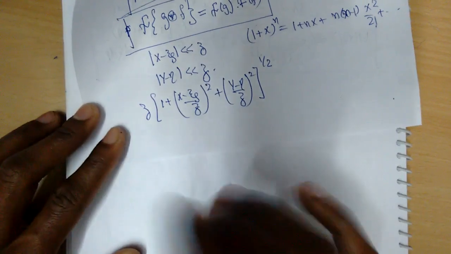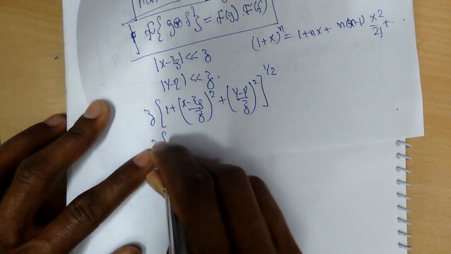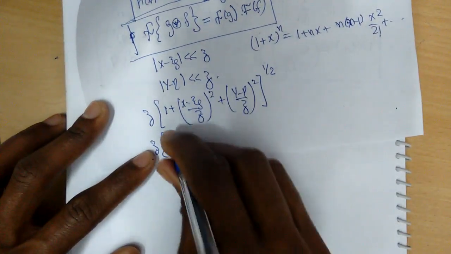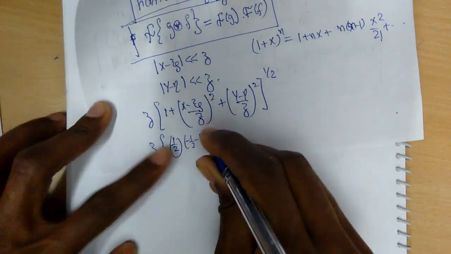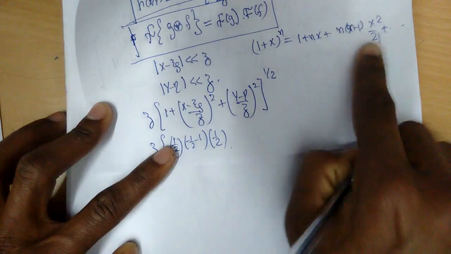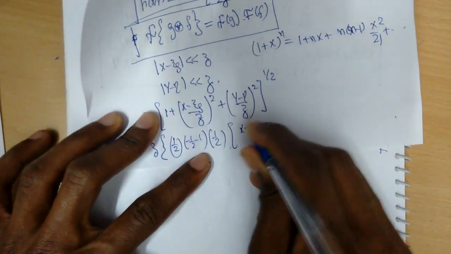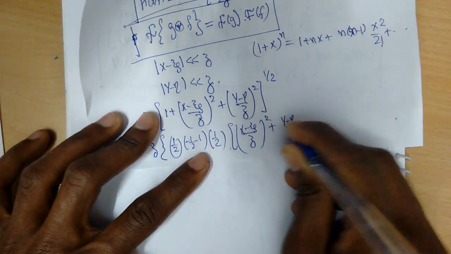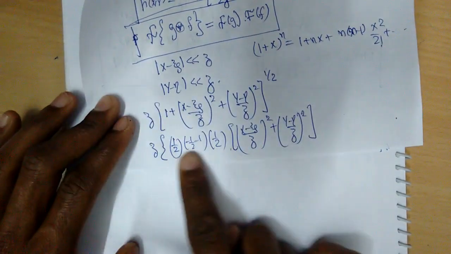If you calculate, the third term will be simply z, this is n minus 1 x square by 2. So it will be n minus 1 times half, because this is 2 factorial, and x square, which is x minus zeta upon z whole square plus y minus eta upon z whole square. This is the third term.